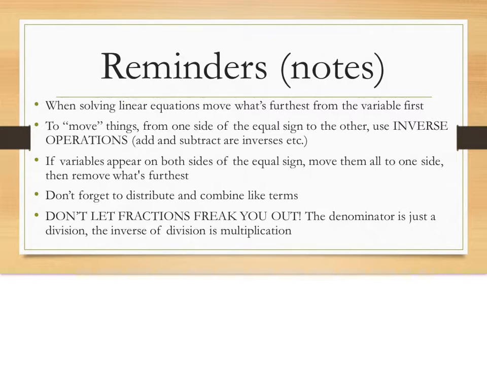If variables appear on both sides of the equal sign, you want to first move all variables to one side. You can pick which side you want to move them to, but you just have to make sure every x in that equation is on the same side of the equal sign. Don't forget to distribute and combine like terms, so that's what we call simplify. If it's easy to simplify the equation before moving anything, then do so.